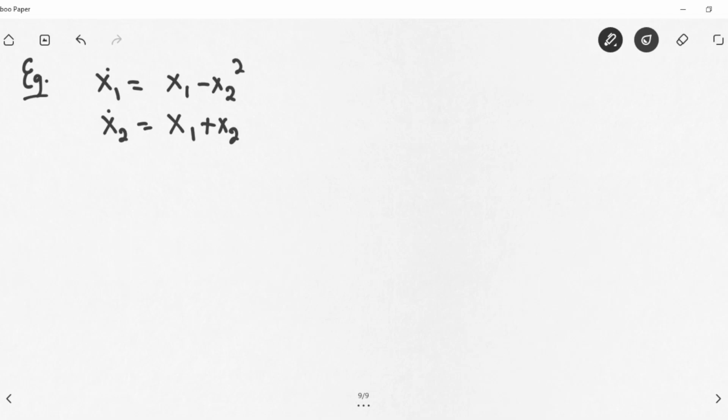So you have x1 dot equal to x1 minus x2 square and x2 dot equal to x1 plus x2, x1 minus x1 square. Fine. So we have this system. Let's first of all check the equilibrium points for the system, or the operating points. Again, this is an unforced system. x1 dot equal to 0.